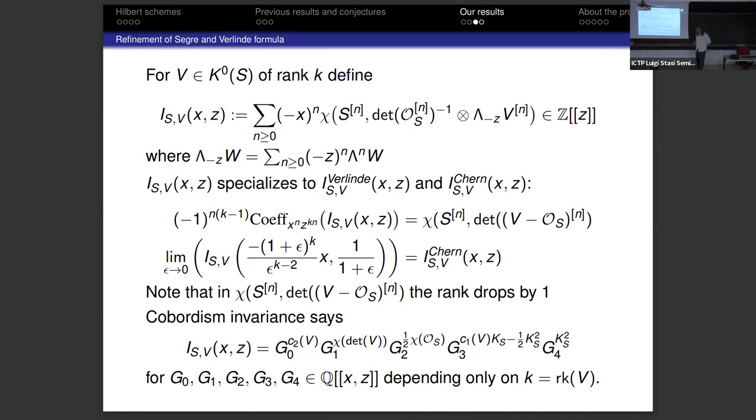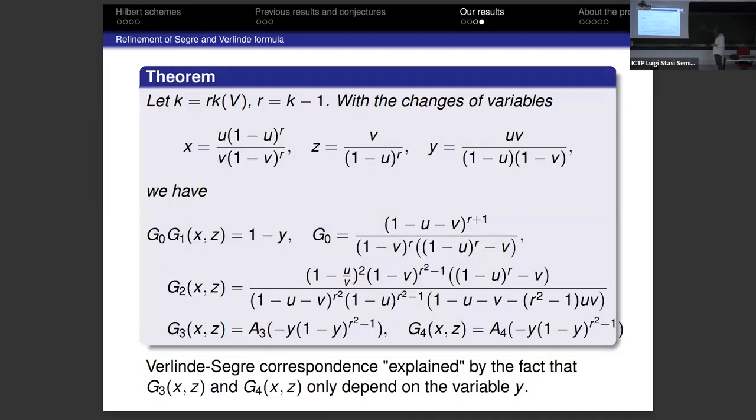Now, we have made our problem a little bit more difficult. We want to compute what these power series are. If we know what these power series are, we know what the A's and the B's are, and we know much more because we have a much finer invariant than both the Segre and the Verlinde. Okay, and so the answer is this, which is now, I don't know, a little bit on the crazy side.